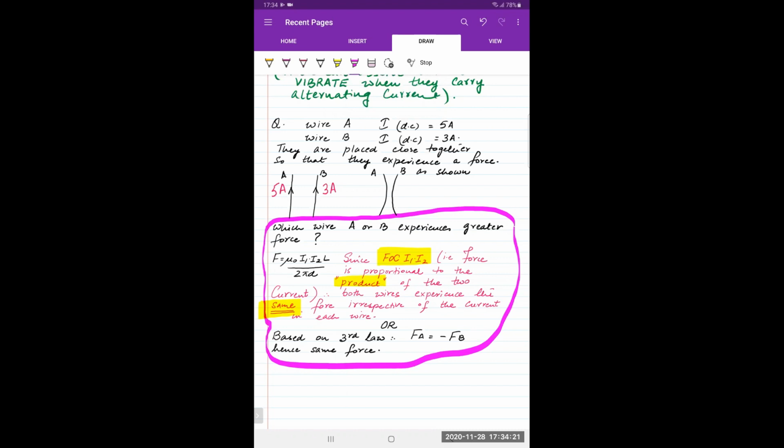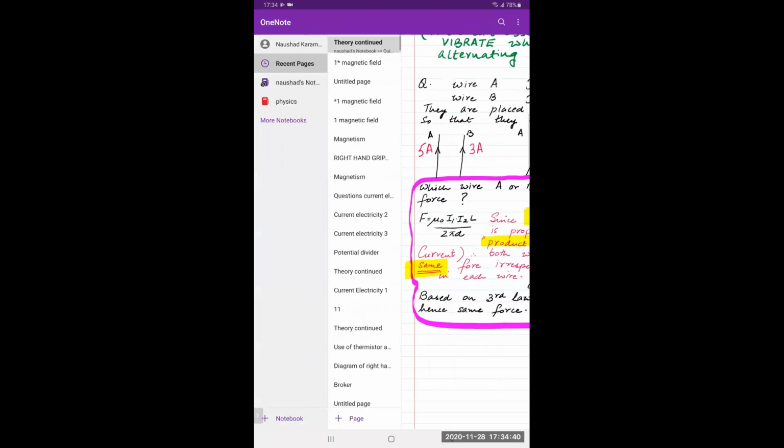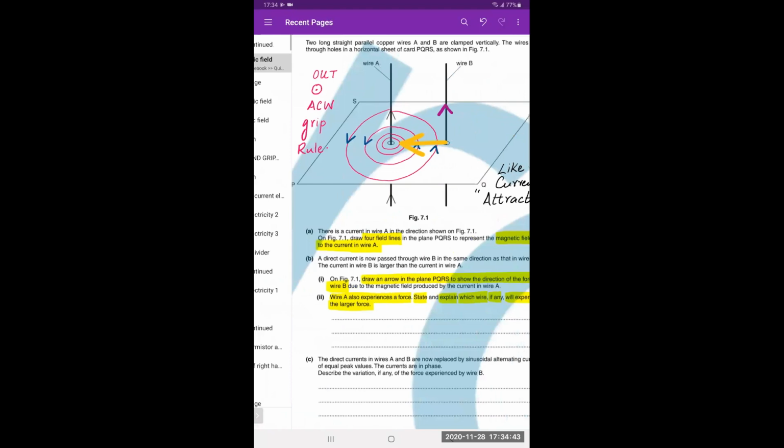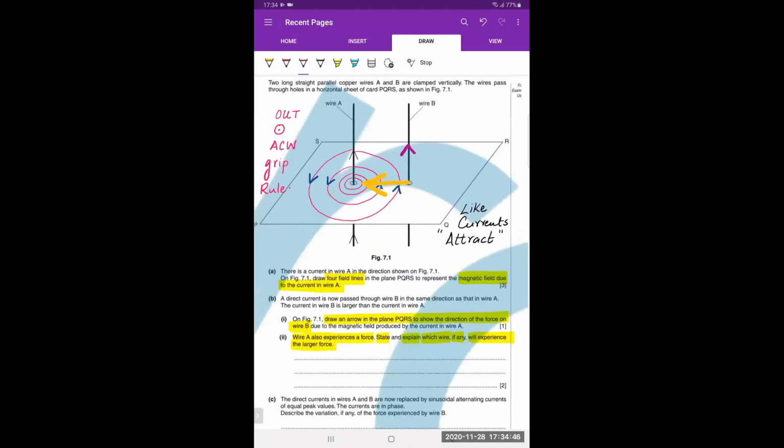That since force is directly proportional to I1 into I2, that is, force is proportional to the product of the two currents, therefore both wires will be experiencing the same amount of force irrespective of the current in each wire. जो हमसा ने आंसर दिया है ना, that is correct. उसको proper wordings में frame कर देता हूँ. So force is directly proportional to the product of the two currents. This is based on the formula that we did in the previous class.